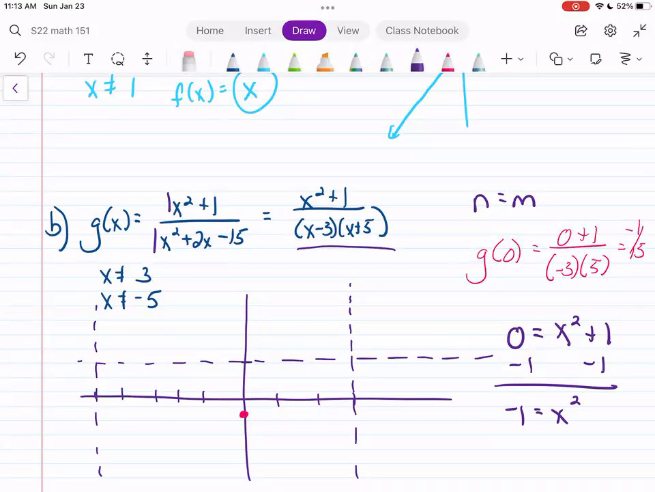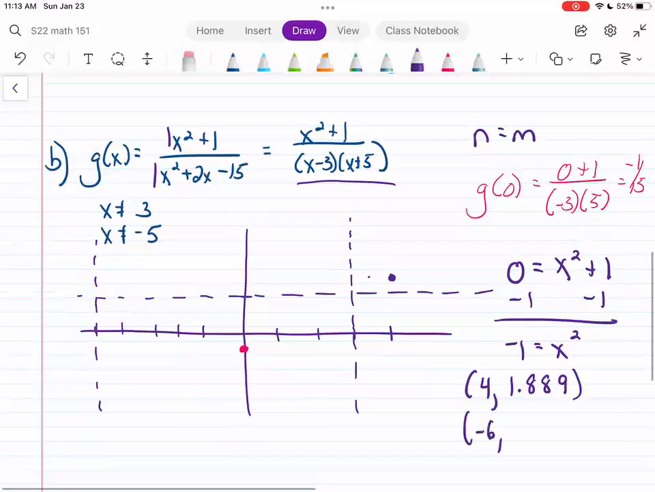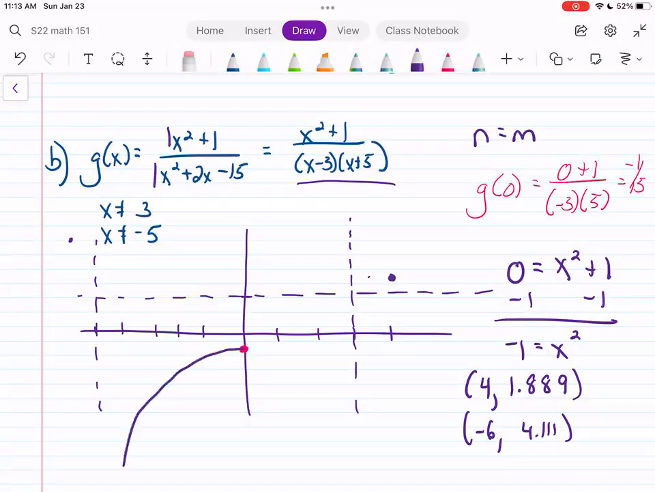And then if we just take a couple of other points, for example, I took 4 and plugged it into the equation, and I get 1.889, which is going to put me up here somewhere. And then I plugged in negative 6, and I got 4.111. Somewhere up here. And so what you're going to find if you plug in several points is you end up with a graph that looks like this.